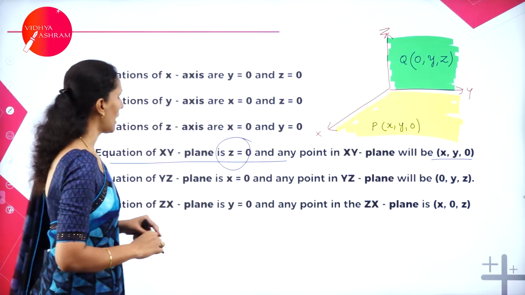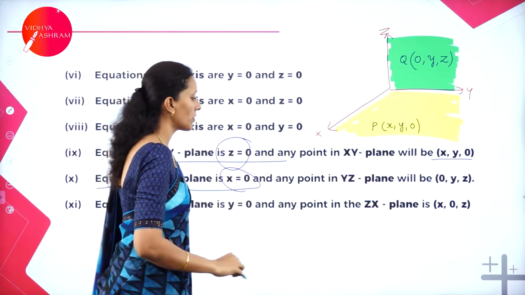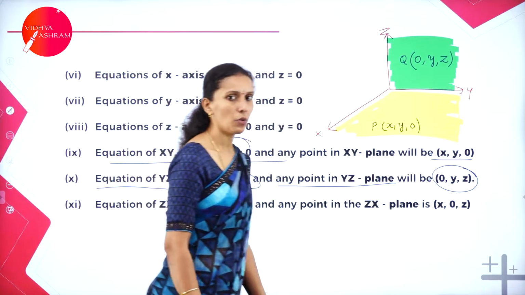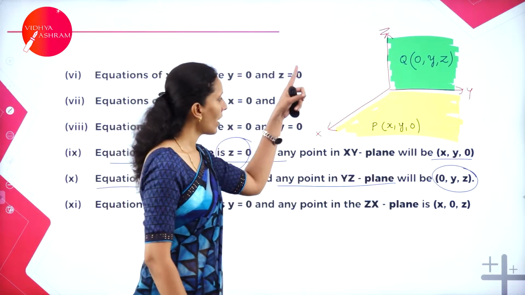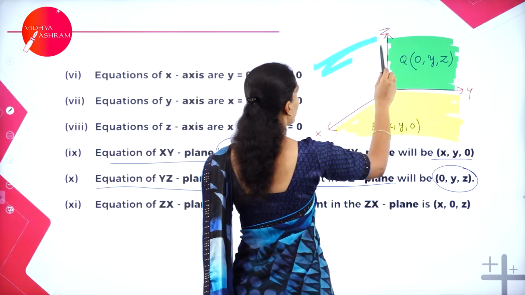So you can observe there, the equation of the yz plane is x is equal to 0. Any point on the yz plane will be 0, y, z. Next, we are left with the other plane. So this is the other plane you have here.